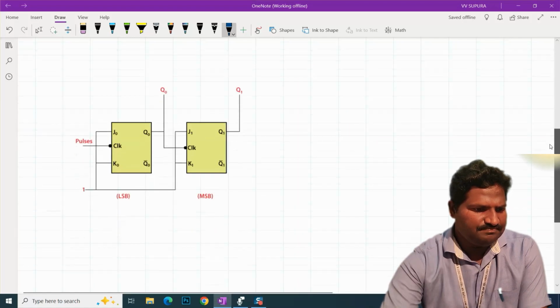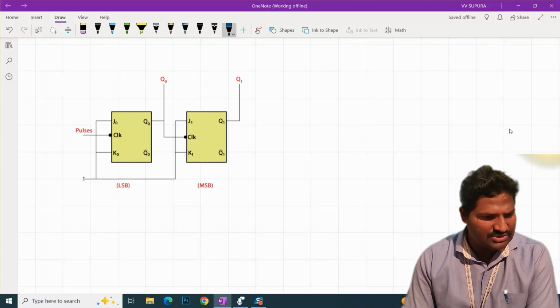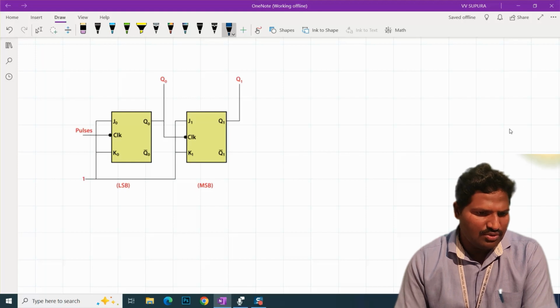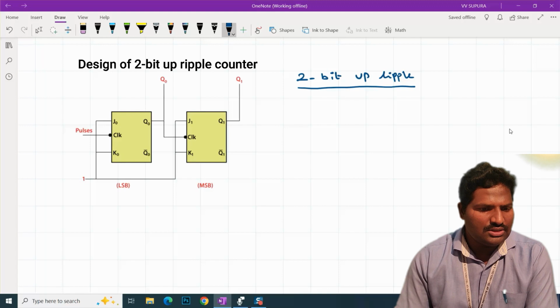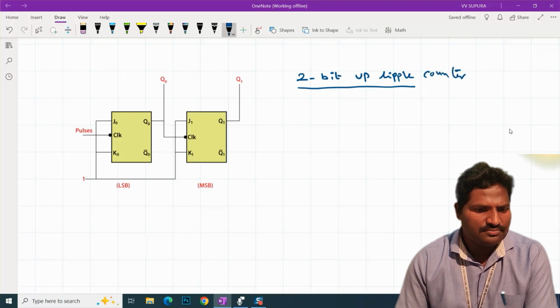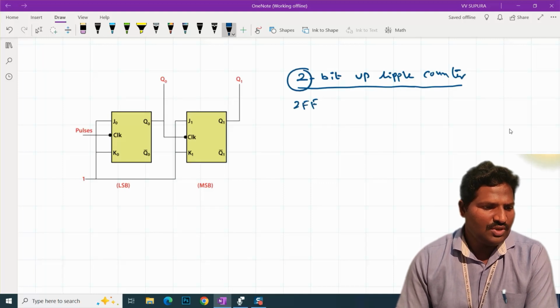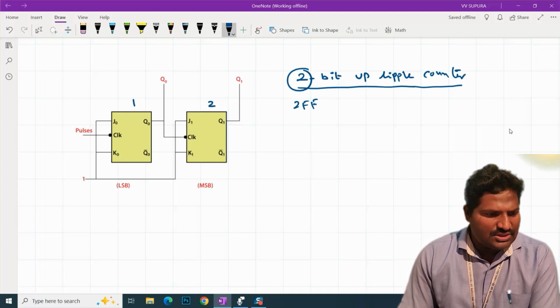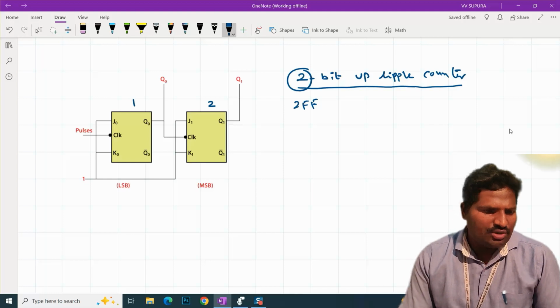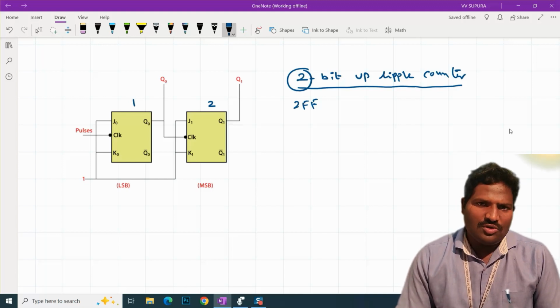Now, this is a design of a ripple counter. In this we can see I have taken two flip-flops because I am talking about a 2-bit up counter. So as I said, if it is 2-bit, I just require two flip-flops. Here it is one flip-flop and this is the second flip-flop. We can design these ripple counters with JK flip-flop, D flip-flop or T flip-flop. In this I have taken a JK flip-flop in the toggle mode.